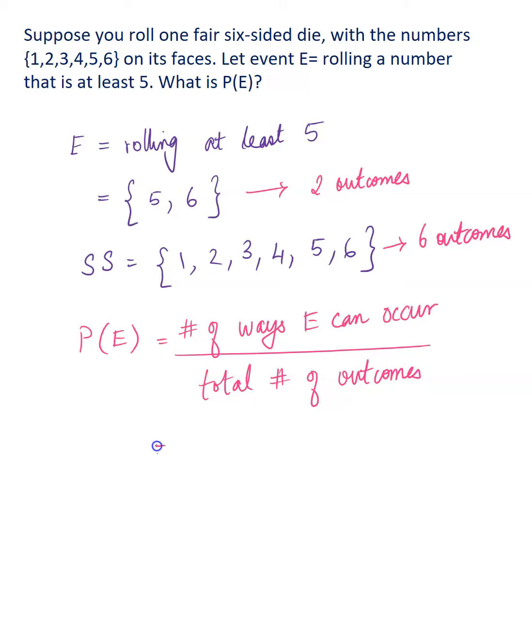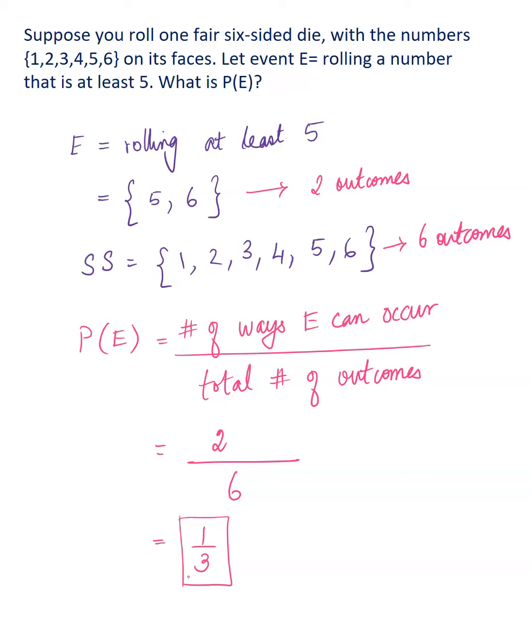So come back and see how many ways can E occur. It can occur in 2 ways, 5 or 6. And what are the total possible outcomes? We have 6 possible outcomes. So it's 2 over 6, and your fraction is 1 over 3. As always, we try to see if this is a valid value, because probability should always be between 0 and 1. We have that.